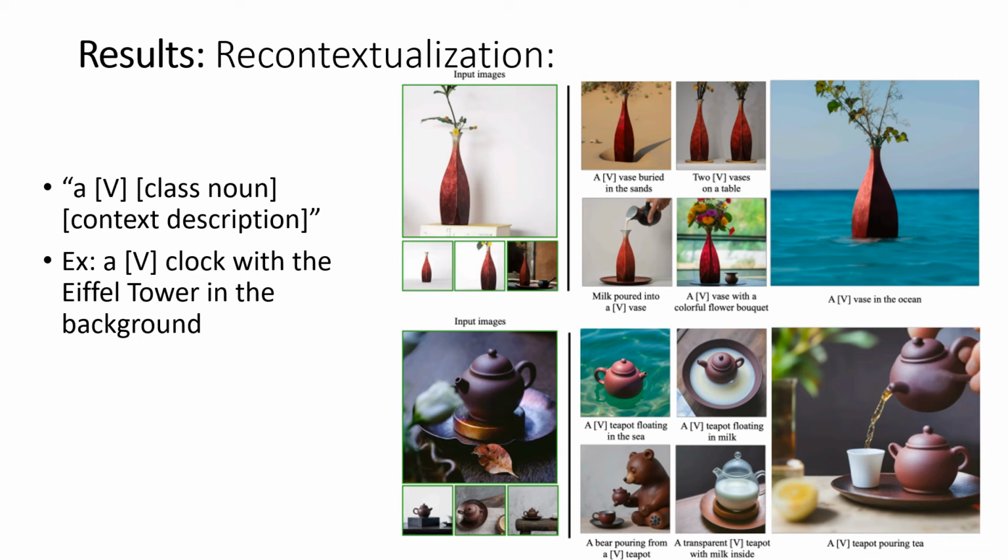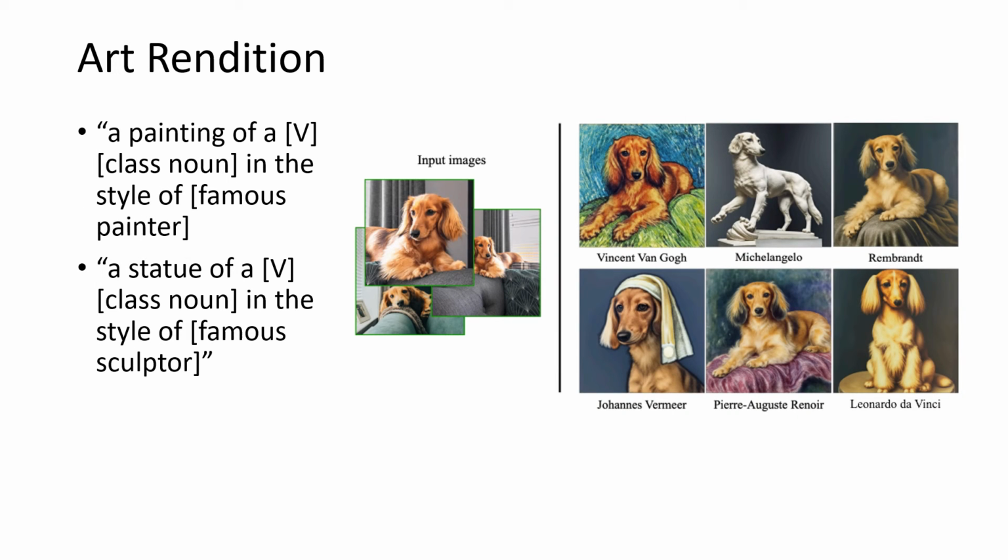For example, partially planted in the snow, manipulated by human hands and such, and with realistic shadows and reflections. As you can see, they use a unique identifier class noun for the context description. For example, a unique identifier clock with the Eiffel Tower in the background, or a unique identifier vase buried in the sands, which has shadows and is really buried in the sand.